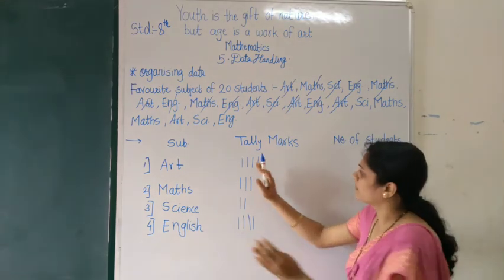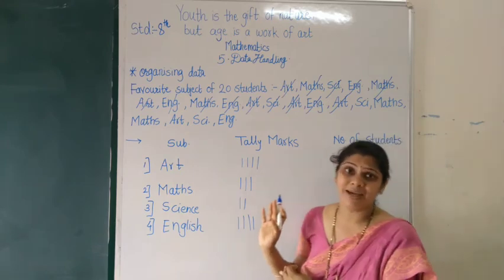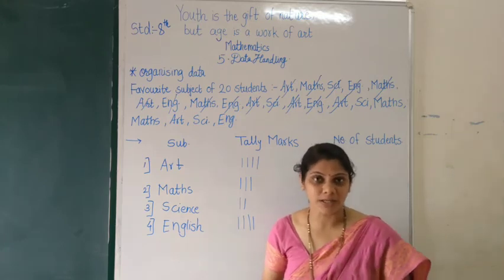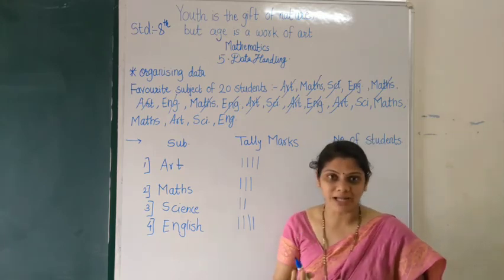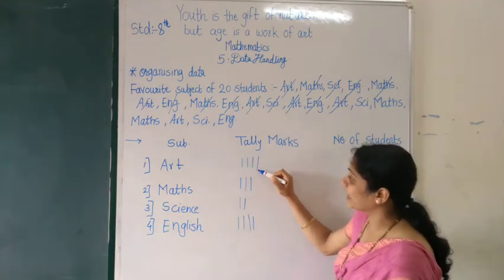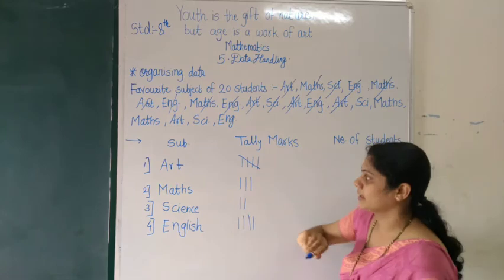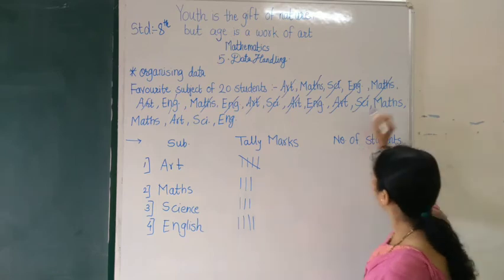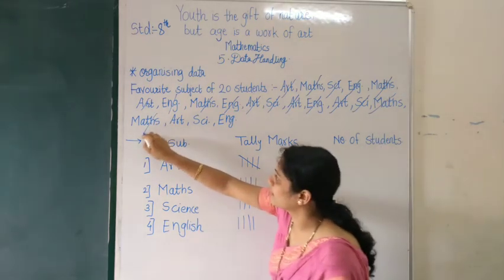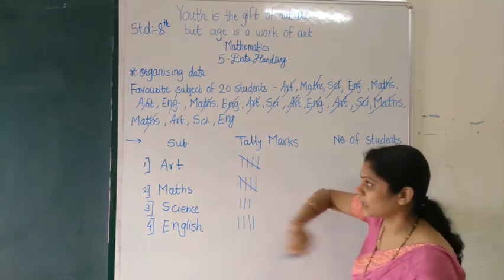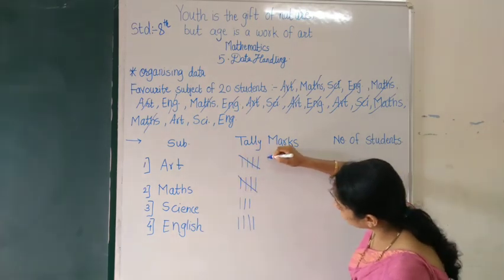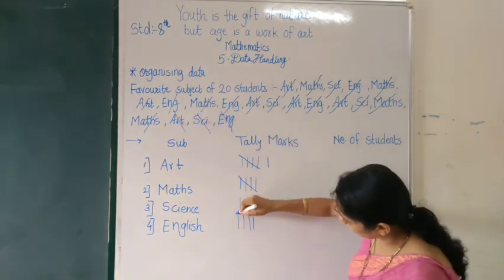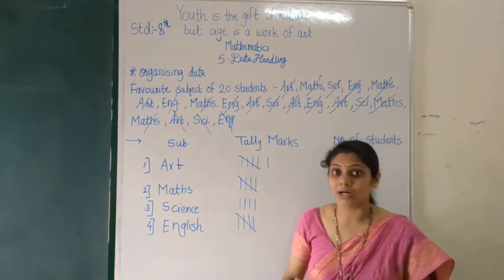Now, 4 standing lines are drawn there. We can draw many more standing lines, but it will be very difficult to count them. So we will take a grouping of 5 tally marks. For a group of 5 tally marks you have to draw 4 standing lines, and if the fifth one is there, then you have to cross them. So this is a group of 5. Science, again Science. Maths, Maths, again Maths, so I will make the fifth one here. Art, now I will make another group. Art, Science, Science, English, I will make here. As like that you have to draw tally marks.